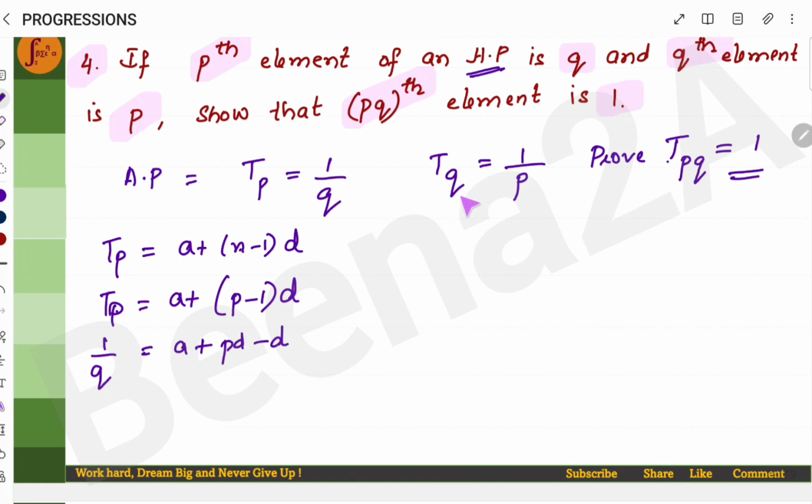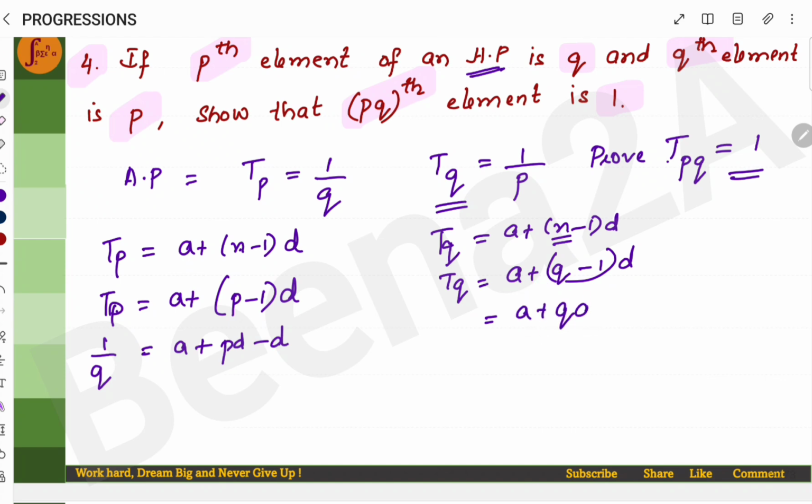Right? Now we'll come to qth term. TQ is equal to A plus n minus 1 into D. Instead of n, we'll have to put Q. So TQ is equal to A plus Q minus 1 into D. So this will be A plus QD minus D. And what is TQ? TQ is 1 by P. In AP, right? It's 1 by P. So now we have equation 1 and we have equation 2.